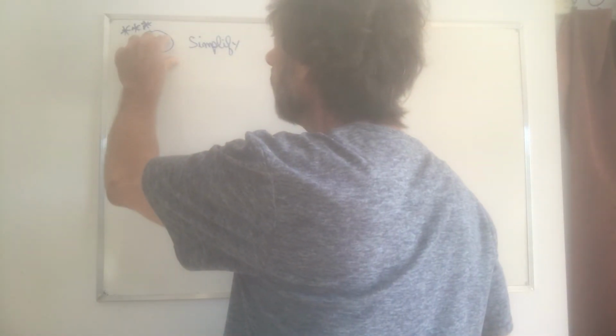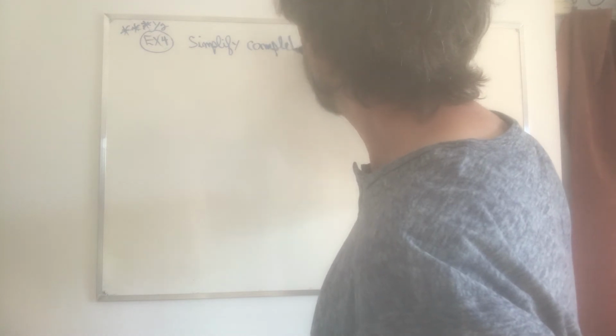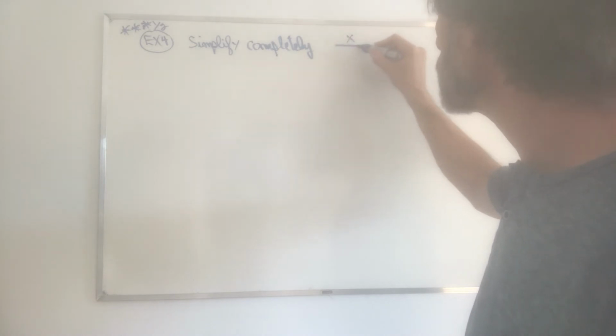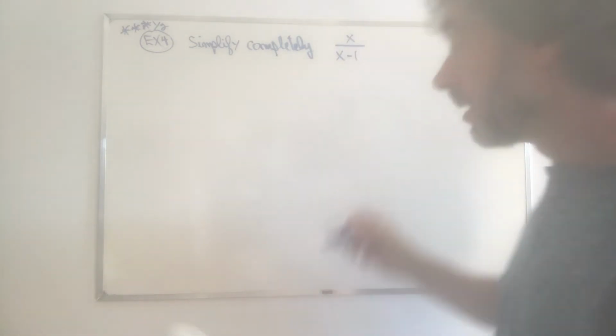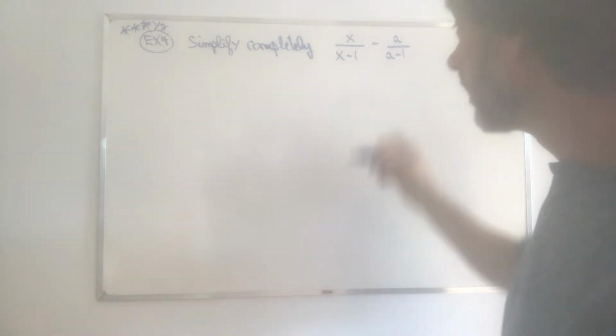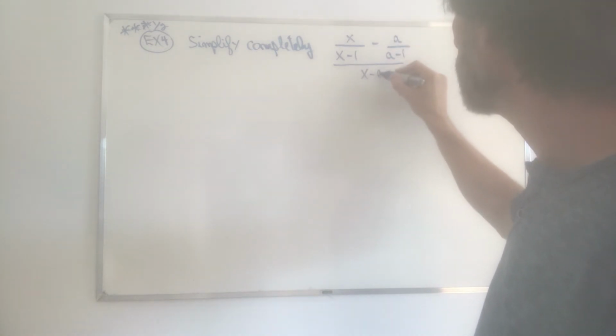One more example. What do we have here that I prepared for you? Oh yes, I have example 4, and I think we will complete this video with our last example, 3.5 stars. Simplify completely the following expression: x over x minus 1 minus a over a minus 1, all of that over x minus a.